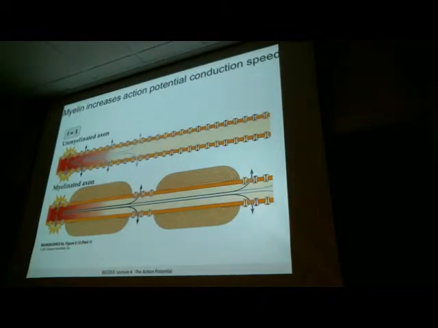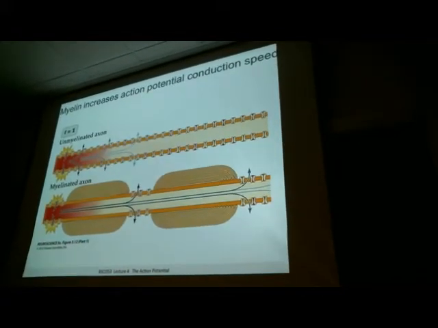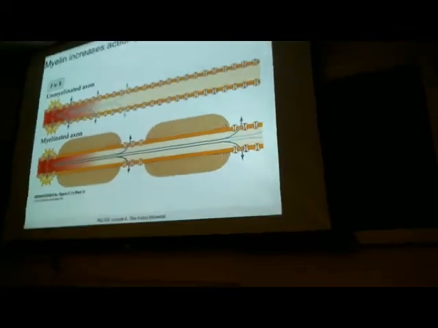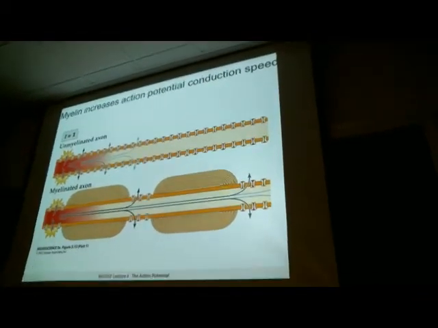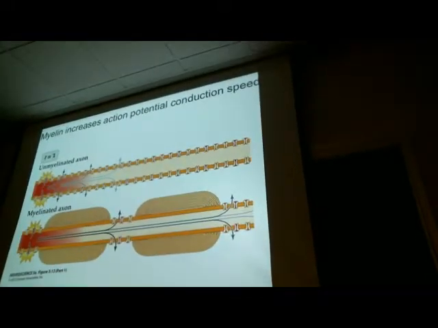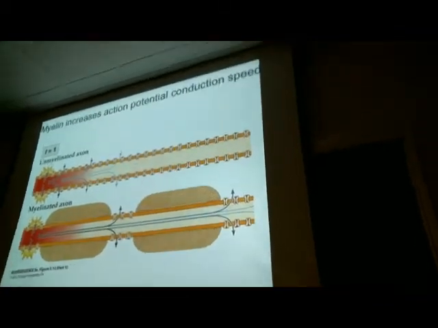Do myelinated axons have fewer channels because you don't need to propagate continuously along the membrane? I actually don't know the answer to that question. Logically, I would say yes. So in that sense, this might be a more efficient way of doing it.